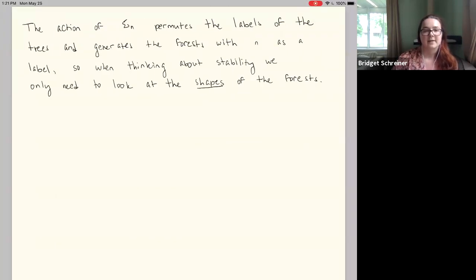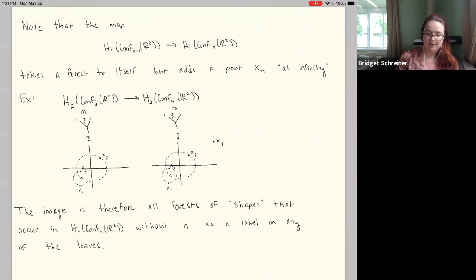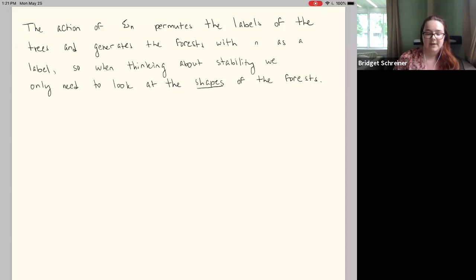But once we add in the action of sigma n, this permutes the labels of the trees, and we then start to get the forests that have n as a label on one of the trees. So we will get trees that look like this homology class, but have, say, 1, 3, 4, once we start adding in that action of sigma 4. And so when thinking about stability, we only need to think about the shapes of these trees. We don't need to consider the labels, because the action of sigma n will create the trees with whatever labels we need.